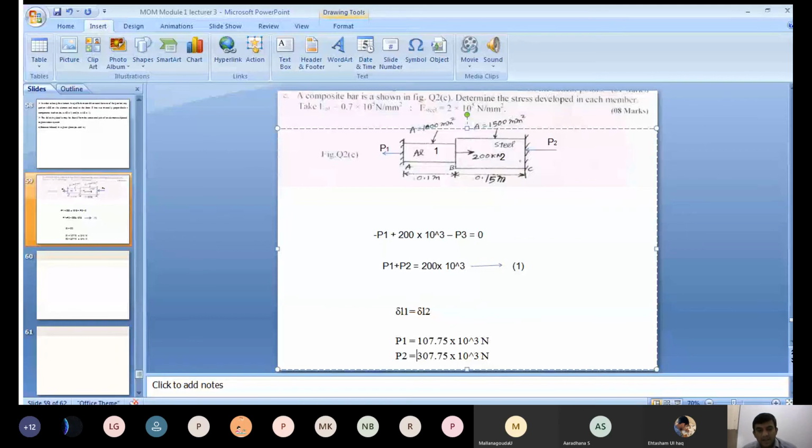Wait, sir. You calculate. Whenever you get the answers for P1 and P2, check whether they are right or wrong. How do you check? The summation of those two should give 200 into 10 raised to the power of 3 Newton. Then only your answer is right. Otherwise your answer is wrong. Whenever you get the answers, verify them.